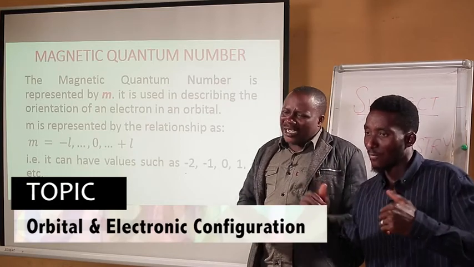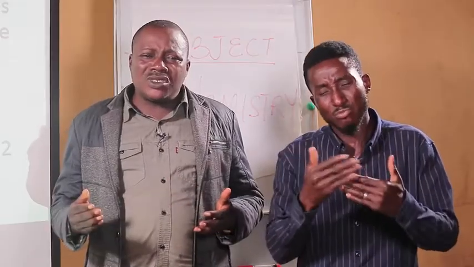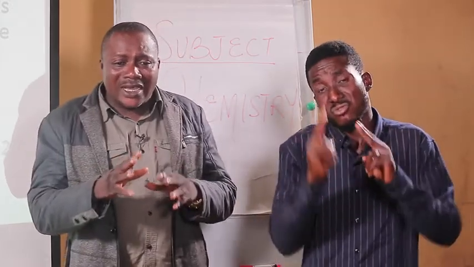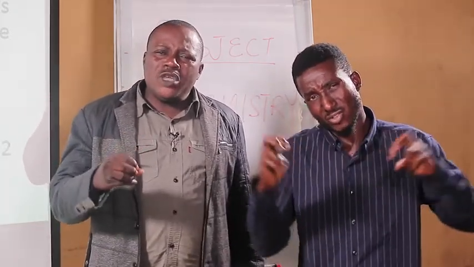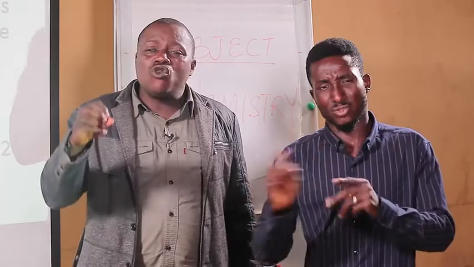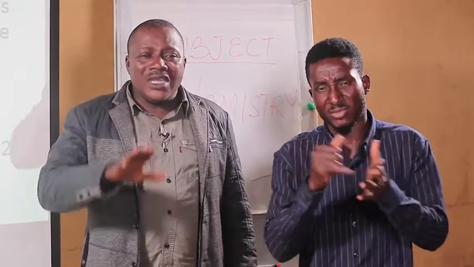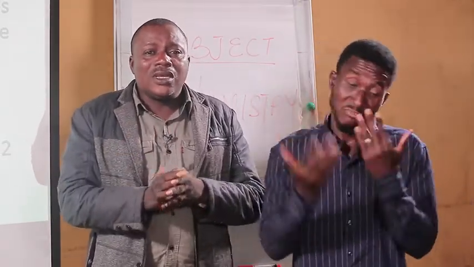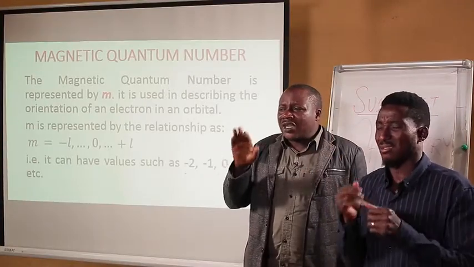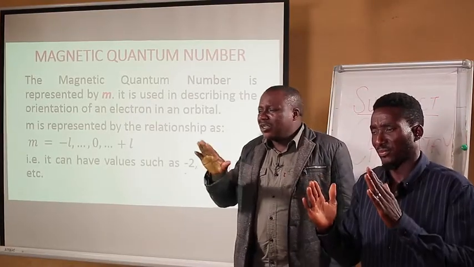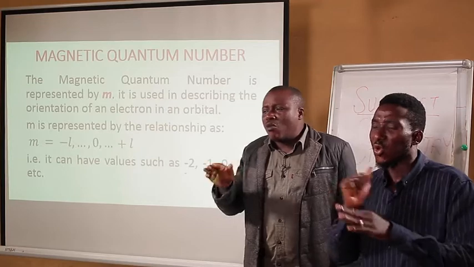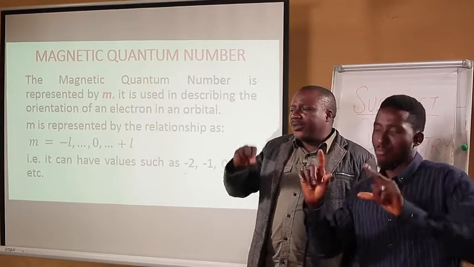In simple terms, when you have so many rooms where the electrons are, there's a way you can describe the number of rooms in a particular orbital. You know, in a house, you can have so many rooms, isn't it? Now, the various rooms that we have in a particular orbital give us what we call the magnetic quantum number.